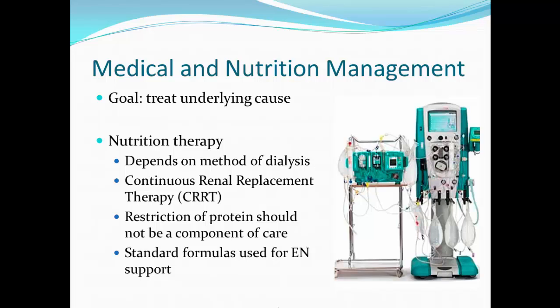For these patients, restriction of protein should not be a component of care. Protein needs are actually much higher during this time, and standard formulas are used for enteral nutrition support. For this recommendation, I encourage you to read the ASPEN Critical Care Guidelines, published recently in 2015, because this recommendation to use standard formulas rather than renal-specific formulas is a newer recommendation based on current research.